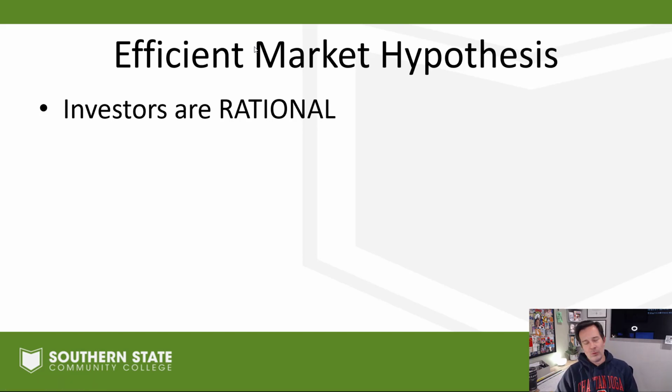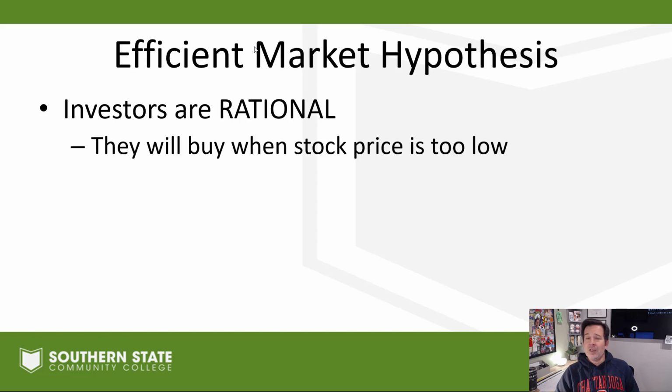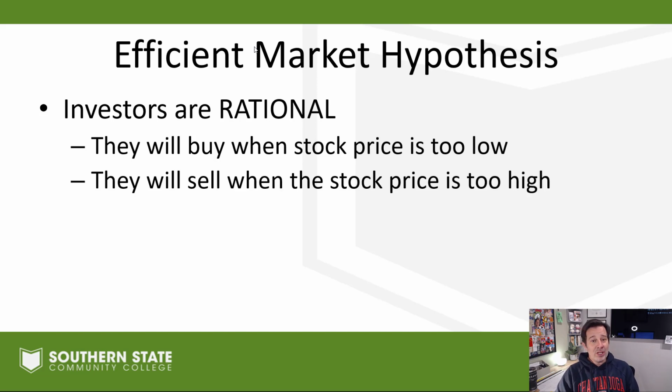Investors are rational. What do I mean by that? Well, first of all, it assumes that they will buy when a stock price is too low. It assumes that investors are there to make money and they're looking at the information. If a stock price is undervalued relative to the intrinsic value, they will buy up that stock and make money because that is the rational thing to do. On the flip side of that coin, when a stock has gotten too high, the market price is well above the intrinsic value, they'll sell it off and take their profits.